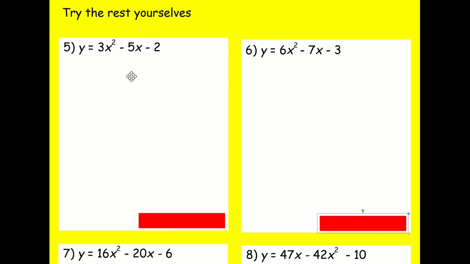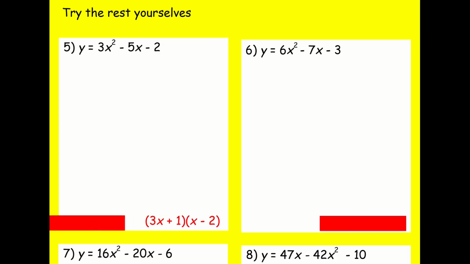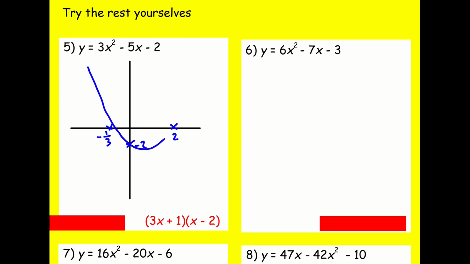So first one, we can see the y-intercept is minus 2. That's what it factorizes to. So if I'm sketching this, I can see that the intercept is going to be down here, and the roots are going to be minus a third and 2. Okay, I've just found it from that factorized form. Something like that. Next one, multiple options here.